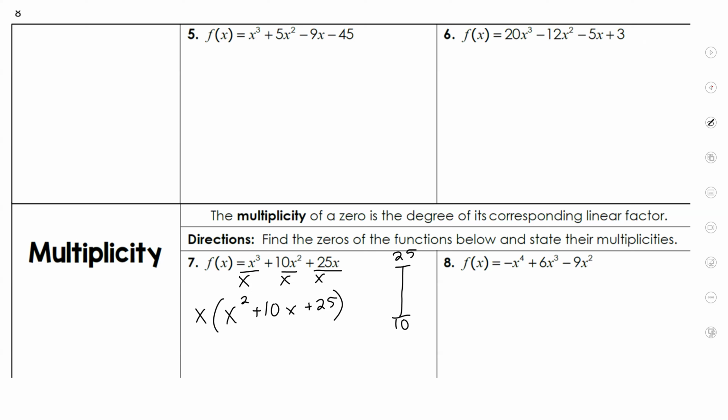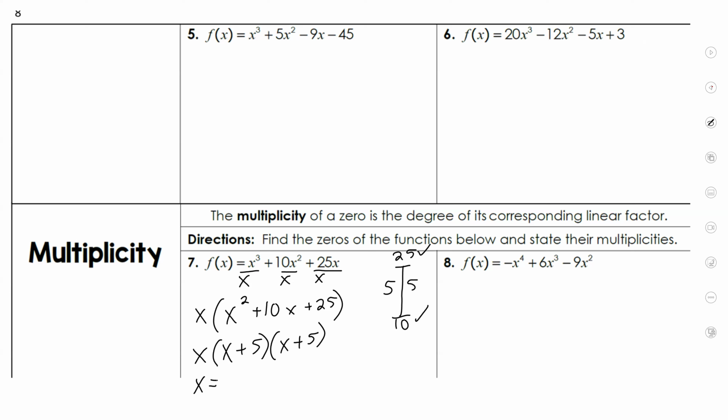What do you think my two numbers are? Good, 5 and 5, because 5 times 5 is 25, 5 plus 5 is 10. So we're going to write our factors like this. X on the outside, then x plus 5 times x plus 5.